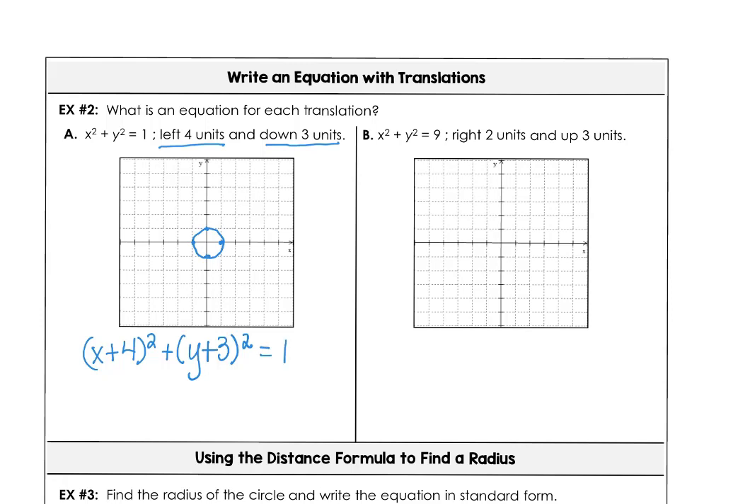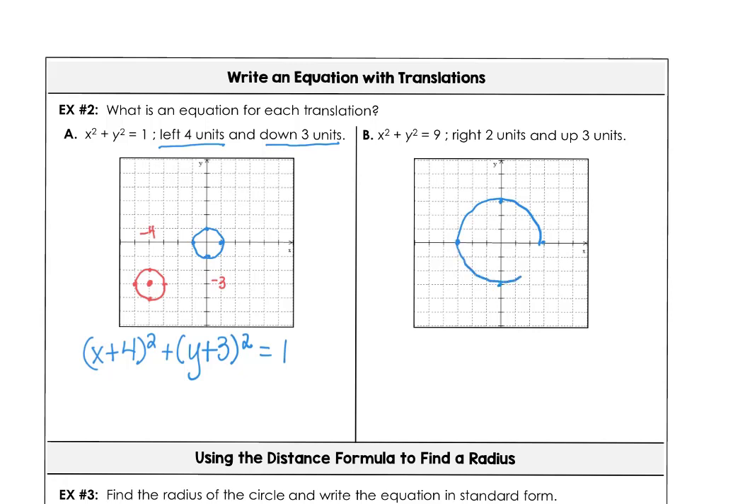So we have the same size circle, but we've moved that 4 units left and 3 units down to put the center right there. Same circle, just in a different location, down here in quadrant 4. For 1b, we've got x squared plus y squared equals 9, so that's a circle centered at the origin, radius 3, so it's a little bit bigger.